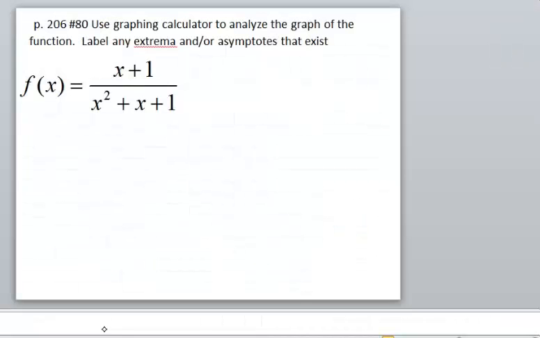So I'll go back and I'll put that onto our slide. So we have an extrema. We have a relative max at (0, 1).